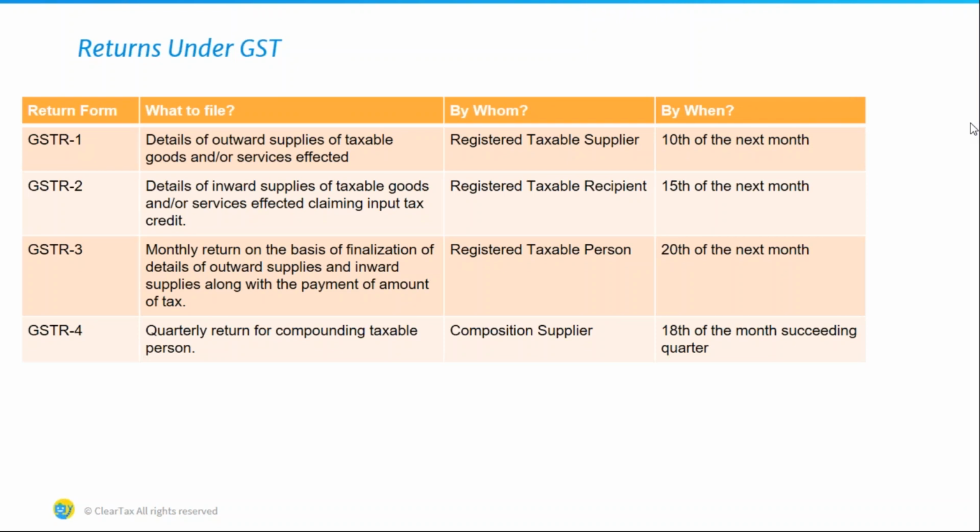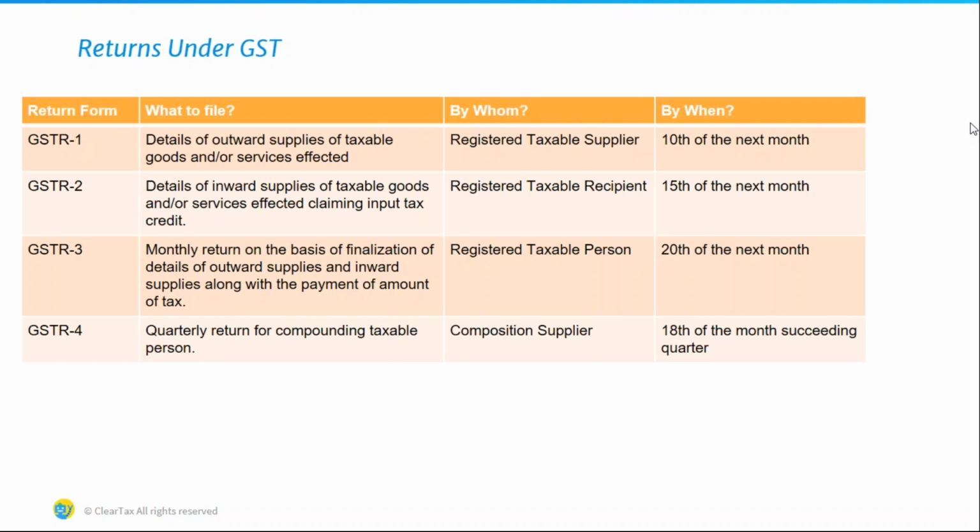And GSTR 2 is required to be filed by the 15th of the next month. So if we talk about the month of April, then by the 15th of May you are required to file your GSTR 2. And eventually GSTR 3, which essentially is your payment of tax liability under GST. You need to reconcile your GSTR 1 and GSTR 2, and finally, basis GSTR 3, you are required to pay your taxes by the 20th of the next month.